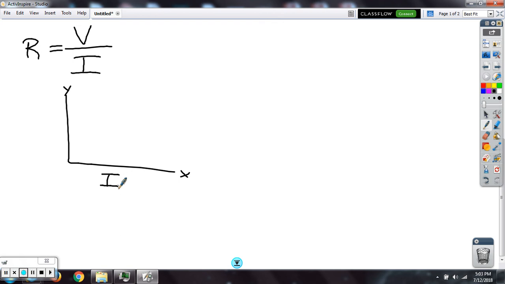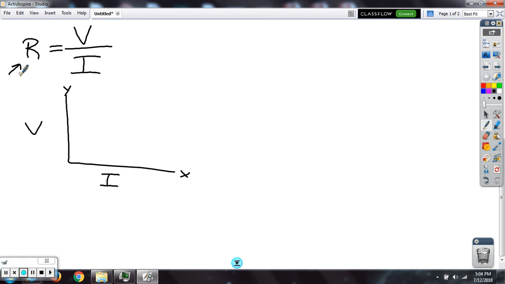And then on the Y-axis we're going to put voltage. Now, based on this relationship here, what type of graph would you get? We're going to assume that these are all going to give us straight line graphs, because you can only find the gradient of a straight line that's not a function of something else.